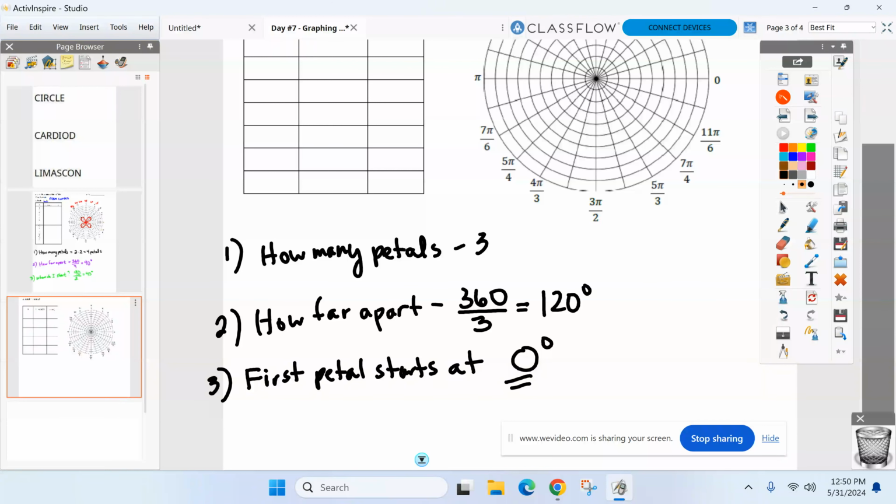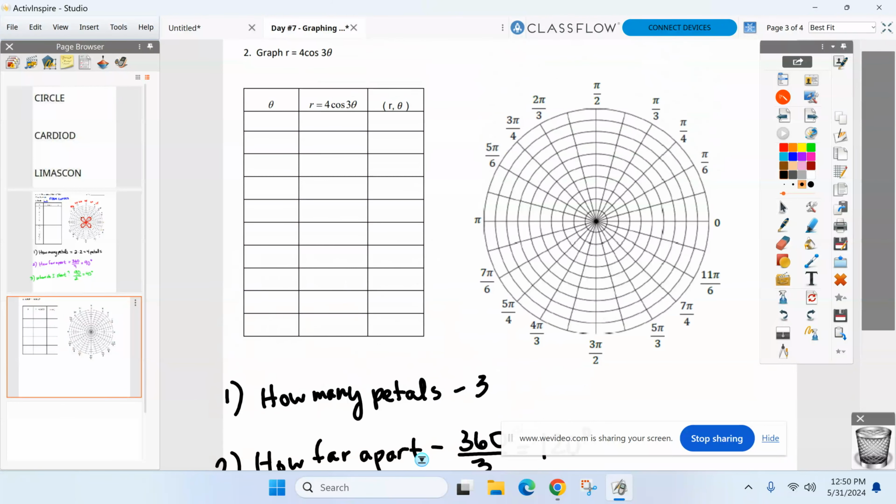You ready to go? So I'm at 0. How far out do I go? The number out in front, right? Tells you how long the pedal is. So the 3 tells me there's 3 pedals. I'm going out to 4 again.